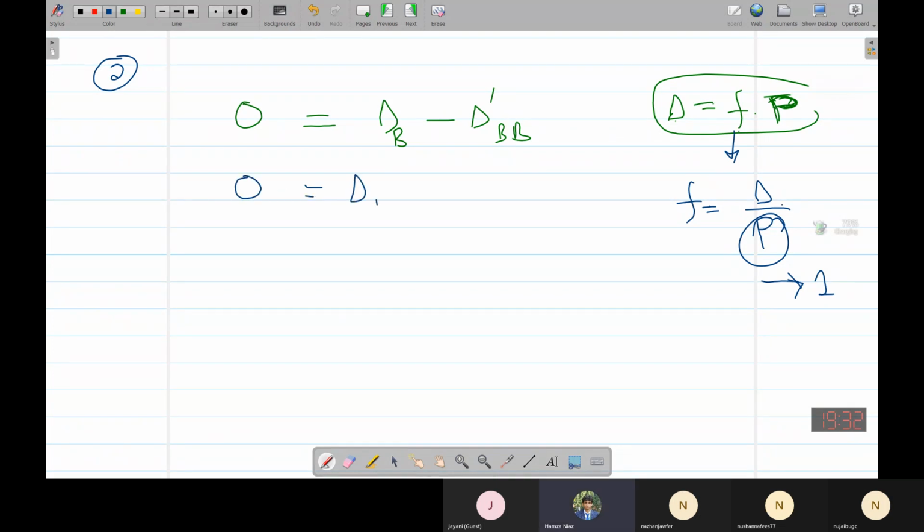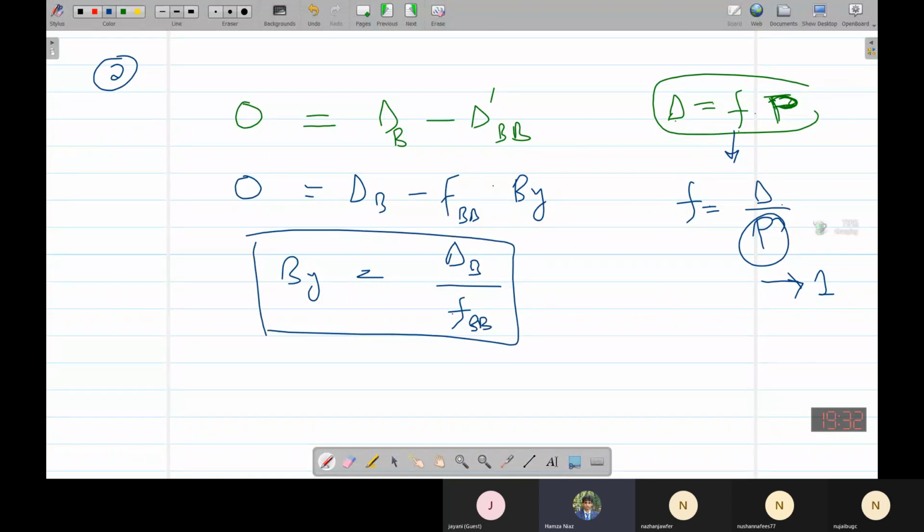So we can write it as delta B minus delta BB. We can write it as FBB into BY. So we can get BY is equal to delta B over FBB. This is the compatibility equation for the first degree of indeterminacy: just the deflection at the same point and the flexibility produced by that force. We divide them, and then we get BY, the support reaction at B.